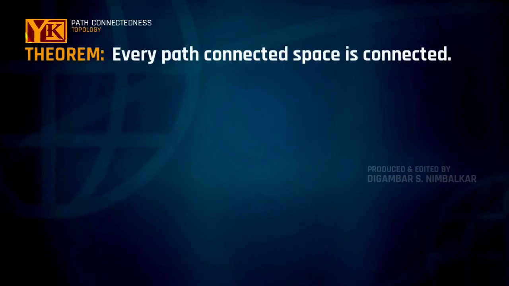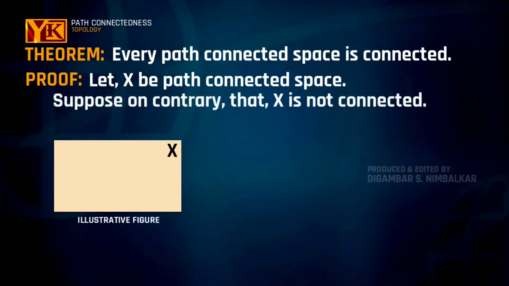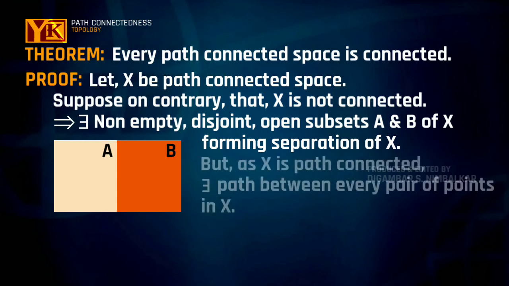Now we'll see one theorem regarding path connected space. The theorem states that every path connected space is connected. To prove this, suppose any topological space X is path connected. Then to prove that this X is connected, suppose on the contrary that X is not connected. Then there will exist two non-empty disjoint open sets forming a separation of X. But as X is path connected, there will exist a path between 2 points in space X.